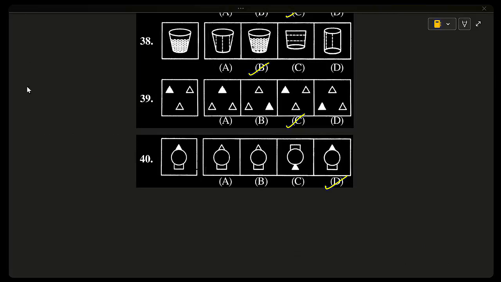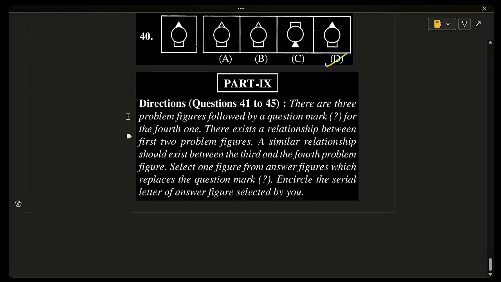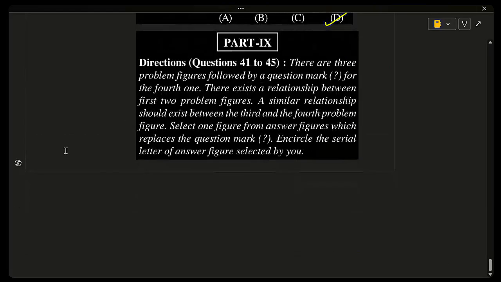Part 9, let us go through the directions. 41 to 45, there are three problem figures followed by a question mark for the fourth one. There exists a relationship between the first two problem figures. A similar relationship should exist between the third and fourth. So again, they are asking analogy.